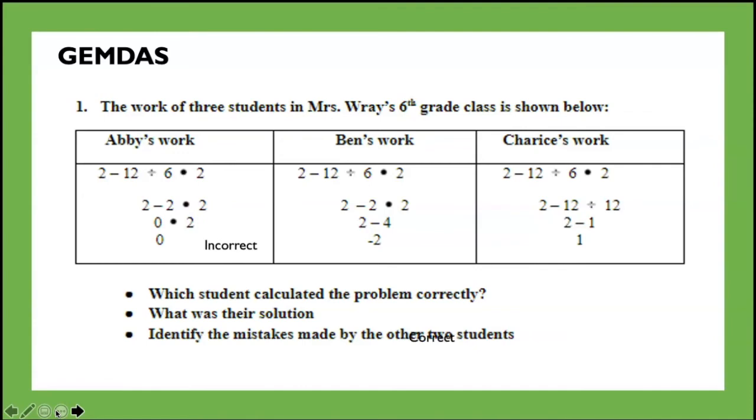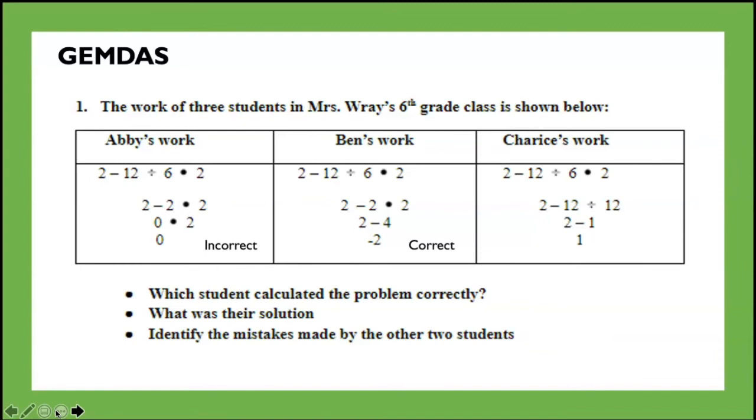Ben's answer is correct. Then I want to go to Sharice's work just to see if her answer is correct or not. Again, same problem to start out with. We can see that there's a little change in step 2. So we go to her first step. She looks like she had 6 times 2 as her first step. It was multiplication or division, whichever came first, but she did multiplication first.